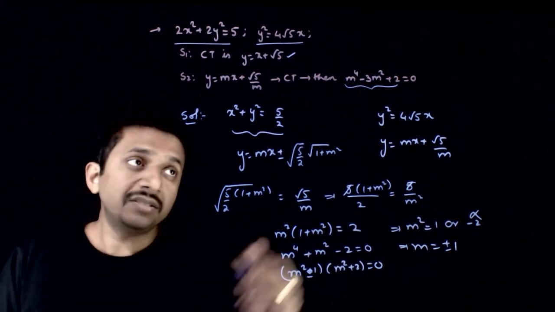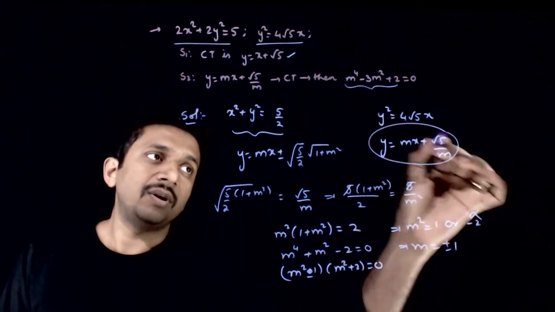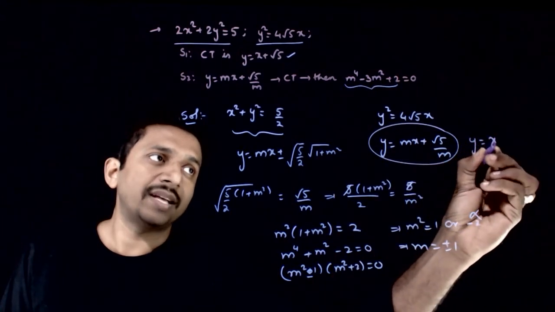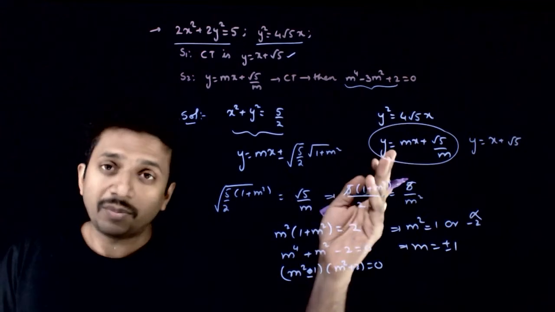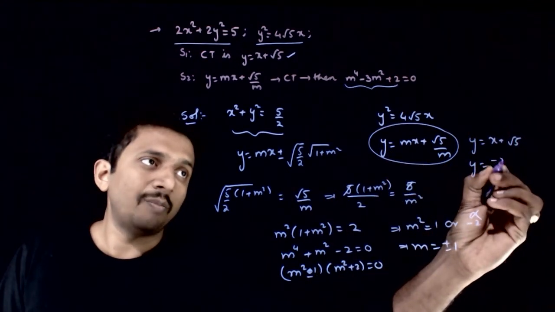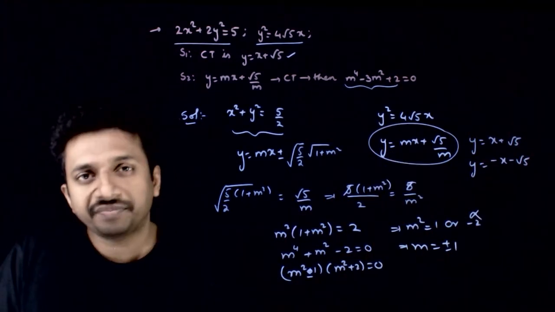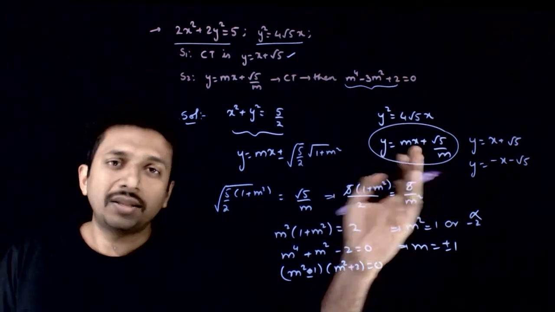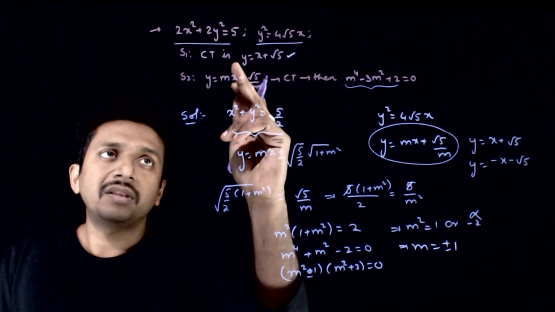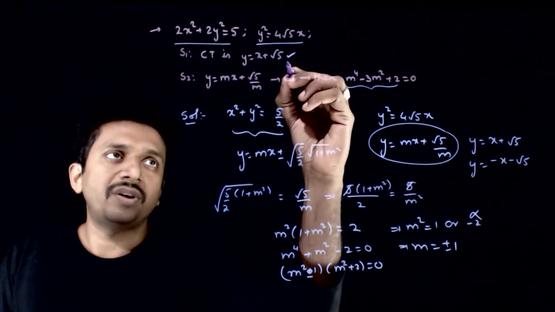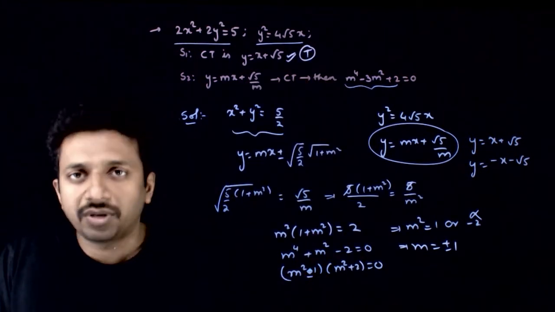So what are the common tangents? If I put m = +1, you get y = x + √5. And if you put m = −1, y = −x − √5. So these two are the common tangents to the curves. So the first statement, that the common tangent is y = x + √5, is true. There's no doubt about it.